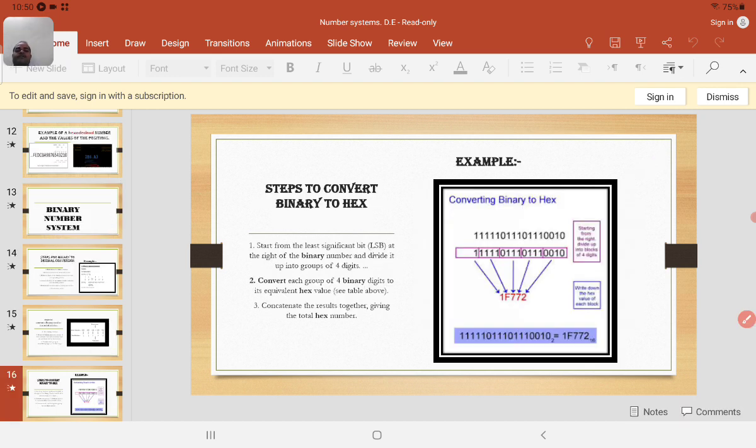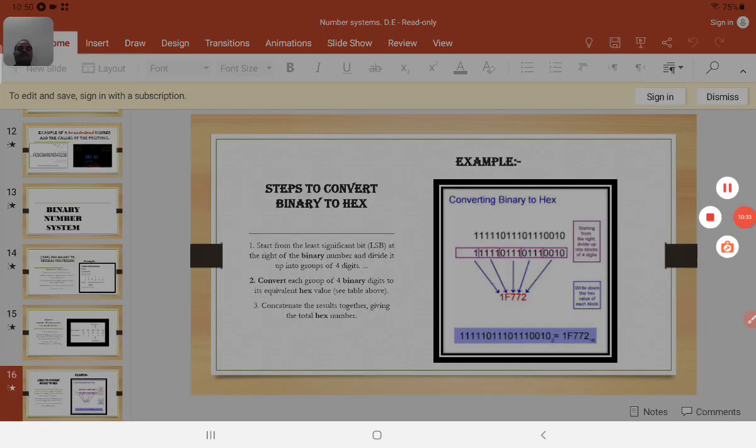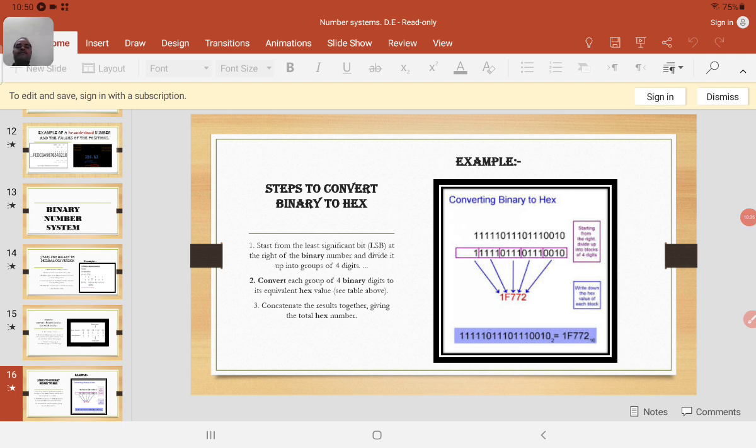Next, how to convert the binary number into a hexadecimal number. First you have to take that binary number and divide it into 4 digits. We follow the same process as the octal number system. When we convert a binary number into an octal number, we divide it into groups of 3. But when converting into hexadecimal, you have to divide it into groups of 4, moving from MSB to LSB.